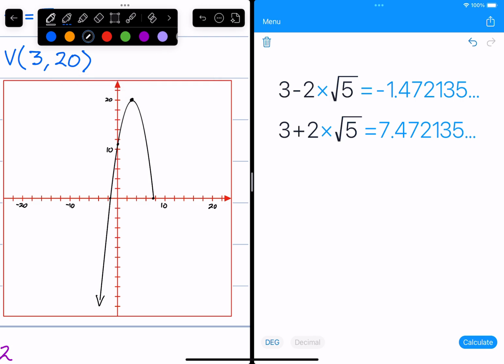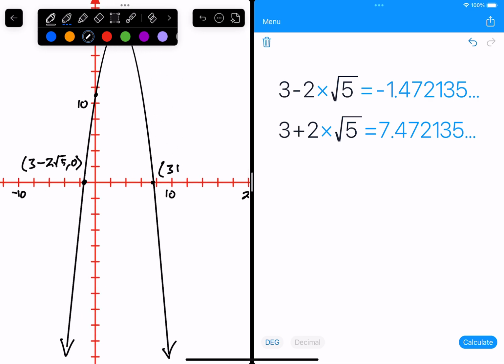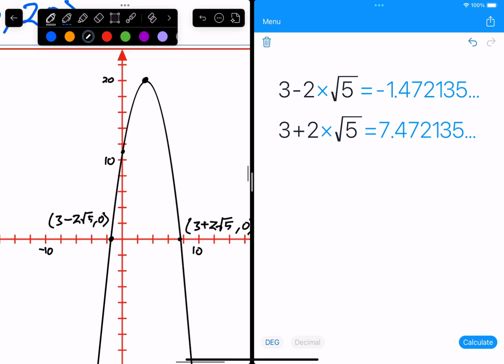Plotting all of these points, making my parabola, extending it out, we get a parabola that looks like this. So these points are now 3 minus 2 root 5, 0. 3 plus 2 root 5, 0. Our y-intercept was 0, 11. And our vertex was 3, 20.